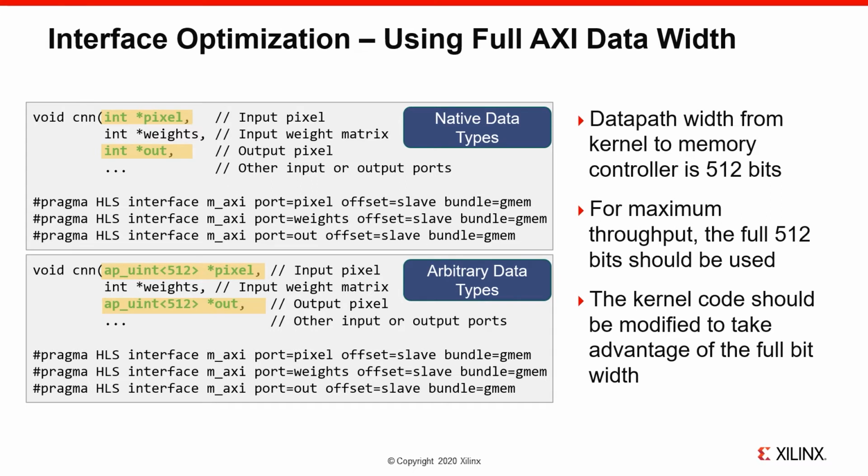In the first example, a native C integer type is used, and the interface will default to 32 bits wide. This will limit the memory bandwidth that can be used by the kernel. In the second example, the arbitrary precision data type ap_uint is used and configured to be 32 bits wide to match the memory interface. The internal kernel code may now need to be updated to take advantage of this wider type.